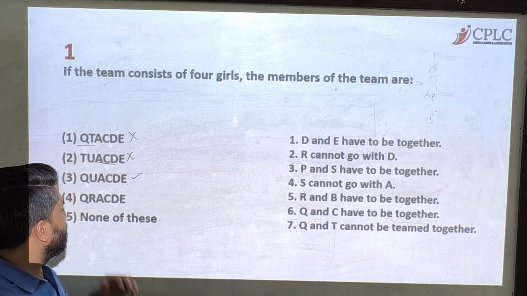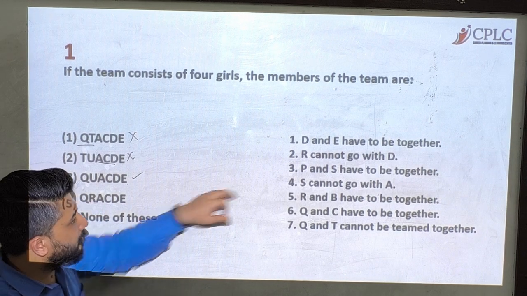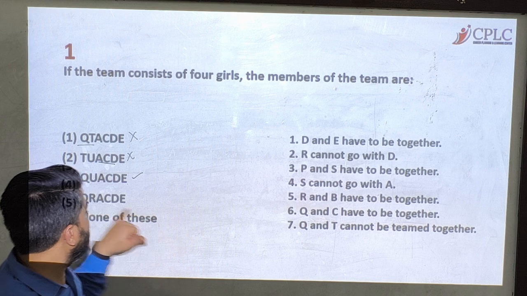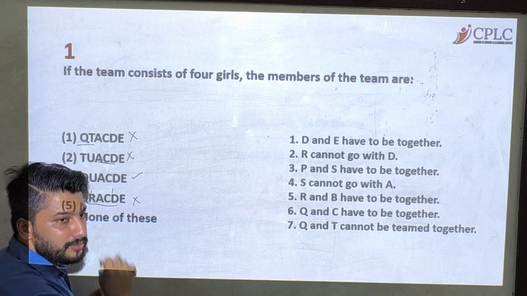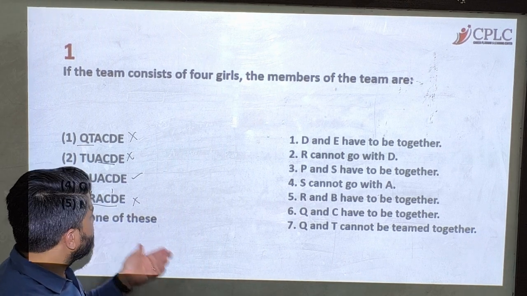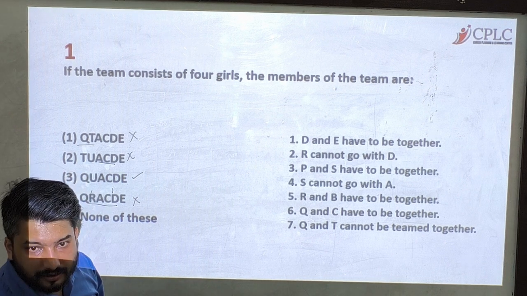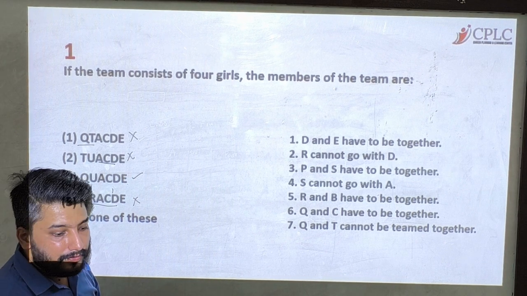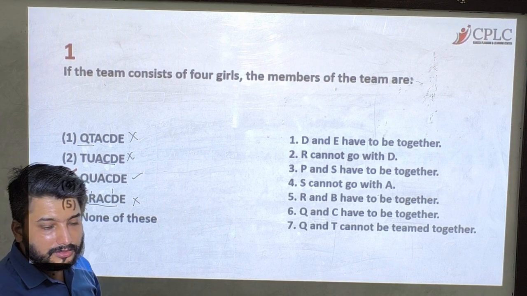Just for simplicity's sake, let's verify why not the others. So the fourth one will not be the answer because they say that R cannot go with D, whereas they have put R and D together, so that option also gets eliminated. So obviously option 3 is your answer for the first question after elimination.